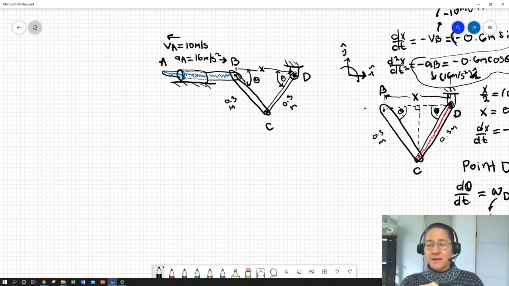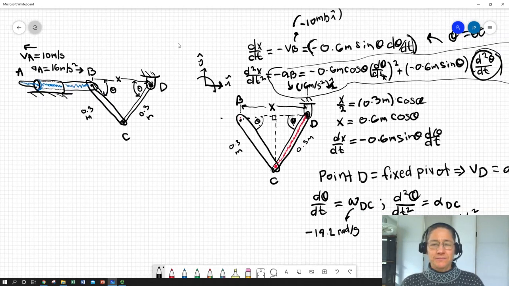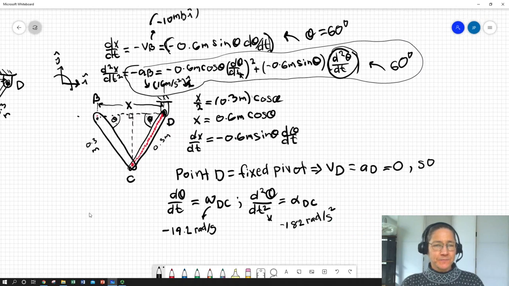This sleeve means rod AB is not rotating, which means the velocity of B and the velocity of A, because we have rigid body planar motion, they have to be the same. Great. That means I can basically get rid of rod AB. So that moves me over here.